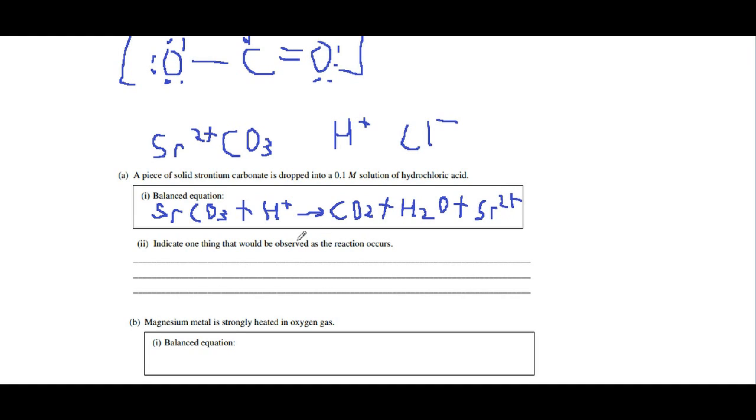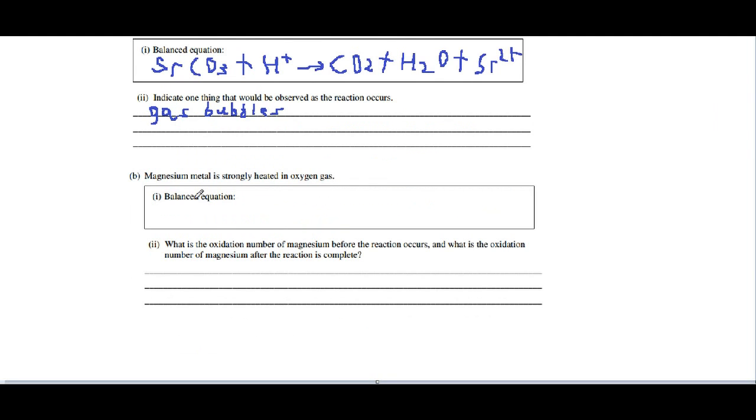Okay, so now what would be observed as the reaction occurs? Okay, so this is going from a solid to a gas. So we have gas bubbles. That's one thing. You could also say it dissolves in the presence of acid. Okay, and this next one's even easier, but this is a counterexample to what I said when I said that when you heat something in the presence of oxygen gas, it's usually combustion. In this case, it's not combustion. It's actually going to be an oxidation reduction, which is not combustion.